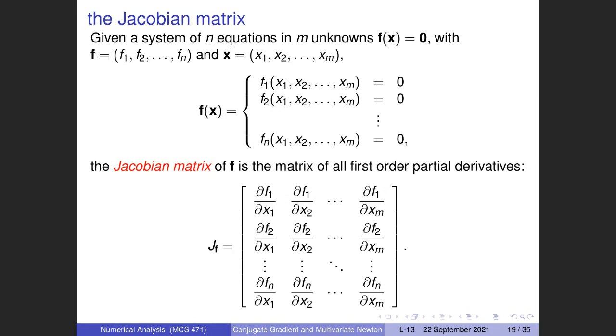So you see the indexing: the first row deals with the first equation, and the second column here deals with the second variable. So there is a very natural way to order these elements in the Jacobian matrix.